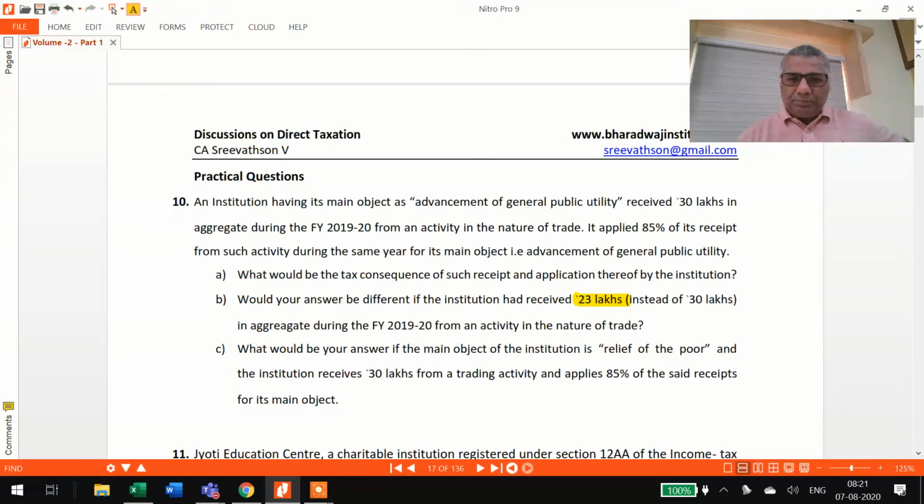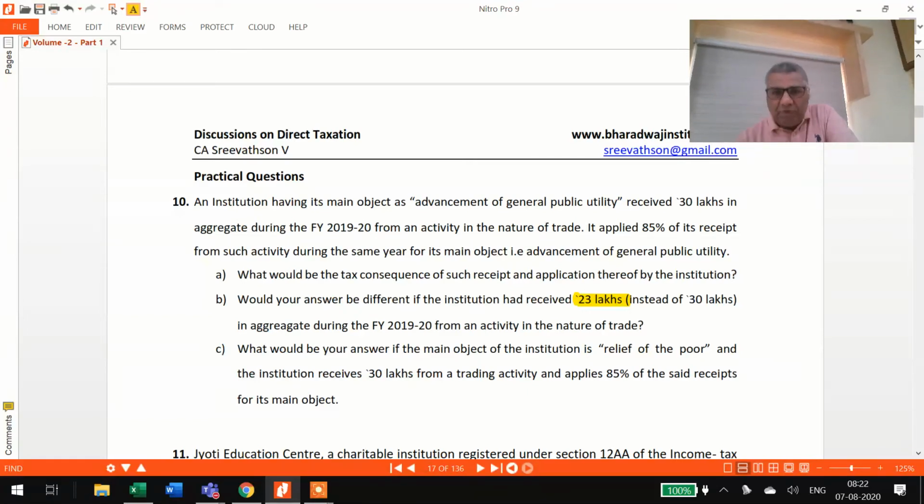So it is the same question which we answered in the first. That is, if it is falling under the advancement of general public utility, then I will not see the utilization. I will only check whether the 30 lakhs is within 20%. Then I will see the utilization. Otherwise, I will tax it or it loses the exemption.